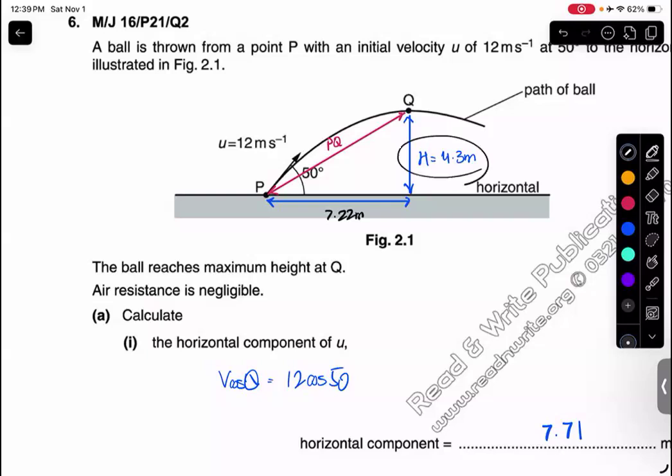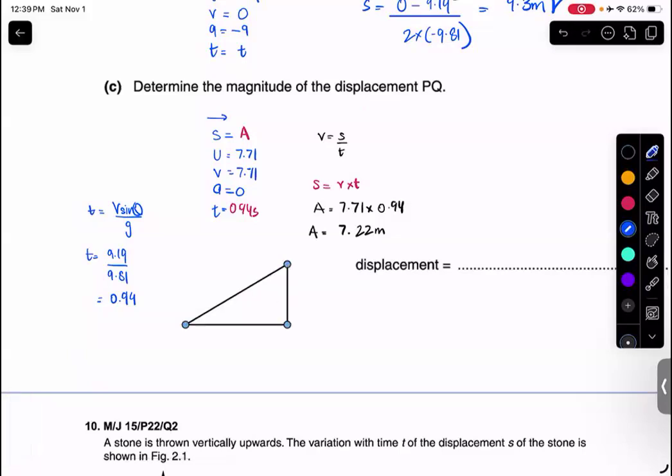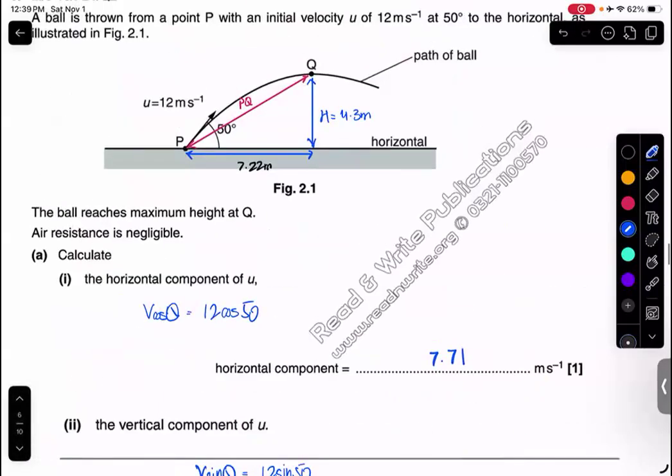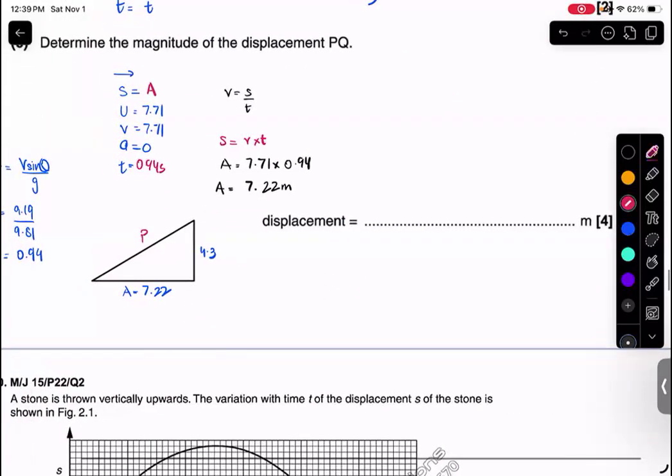Okay. And do you know what this is? Do you see that now you've formed a triangle, a right triangle? And the right triangle where the side A, the horizontal, is 7.22, height is 4.3, and you can find out PQ from Pythagoras again. Pythagoras is our best friend for projectile motion. PQ is equals to the square root of 4.3 squared plus 7.22 squared, using Pythagoras, is 8.4, ladies and gentlemen. And that's how you solve this question.